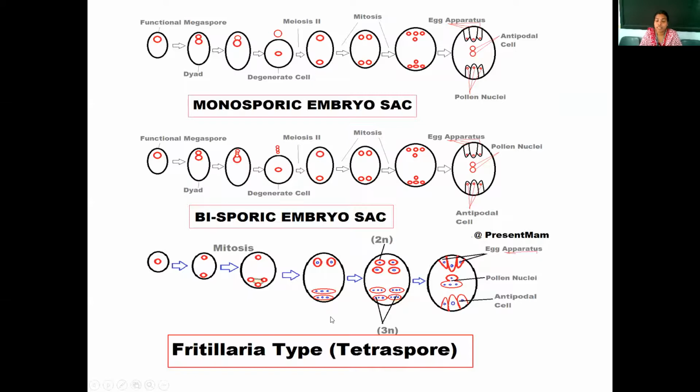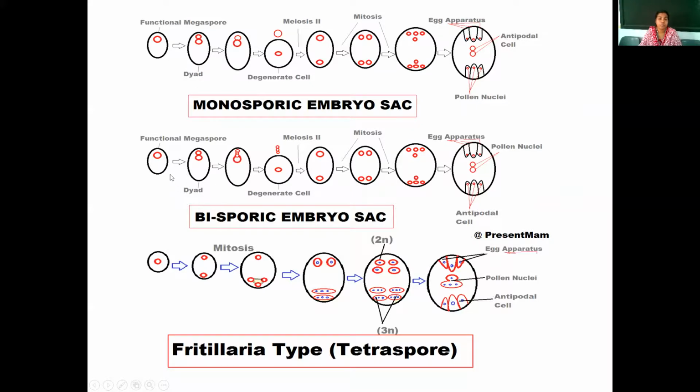And the third one, the advanced type, is tetrasporic. So here, what happened? These 4 megaspores completely contribute for the entire development of the embryo sac. So this is the functional megaspore. Second division, dyad formation takes place. The third one will disintegrate, only one remains. Again it divides into 2. This polar megaspore again divides into 2, and this will multiply as 4, and totally you will get 8. And the embryo sac forms with antipodal cells, synergid cells, egg cell, and polar nuclei.